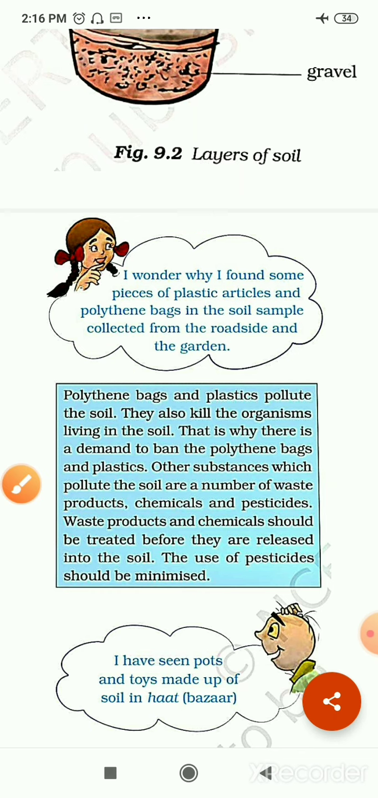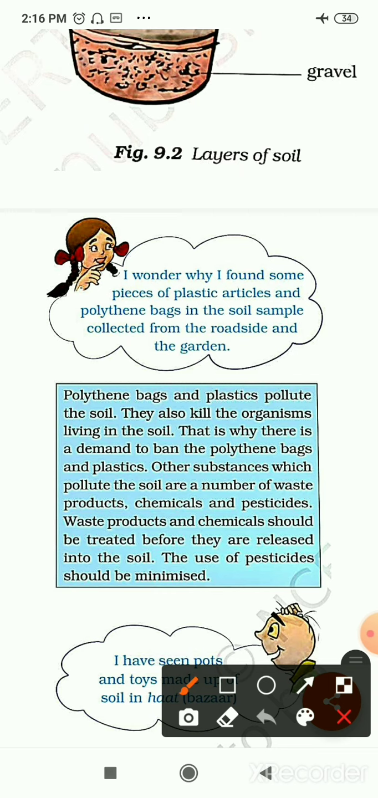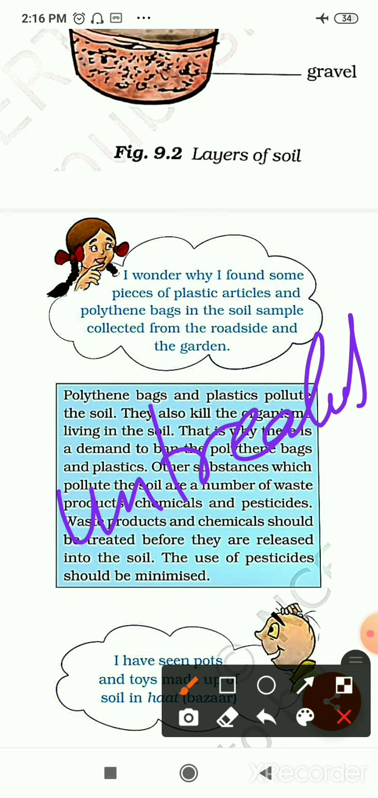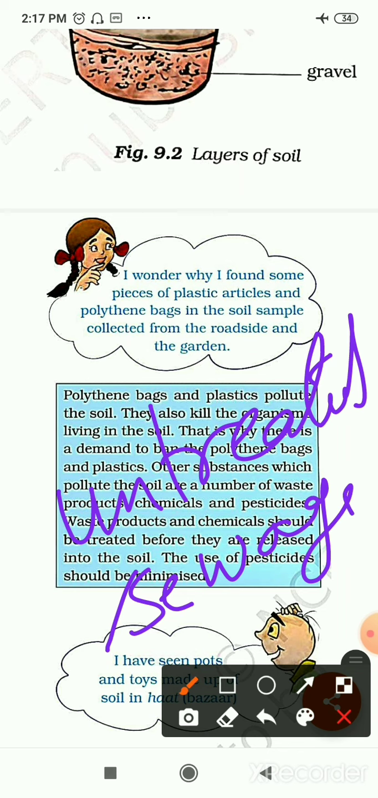And the next is untreated sewage water. If we throw sewage water into the soil, that will also pollute the soil. And plastic waste does not decay, hence it also pollutes the soil. It takes approximately 500 to 1000 years to decompose. Until then it will just lie in the soil like that.